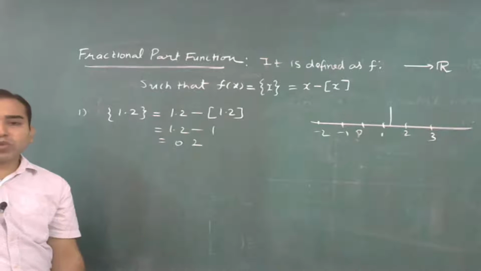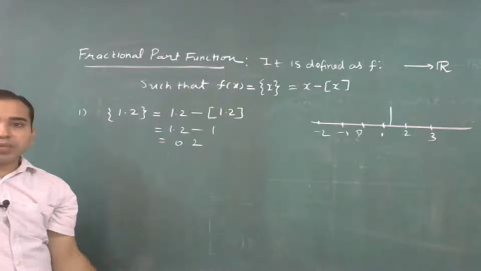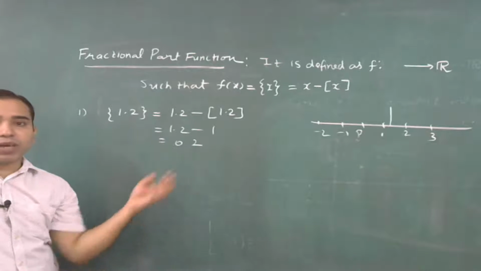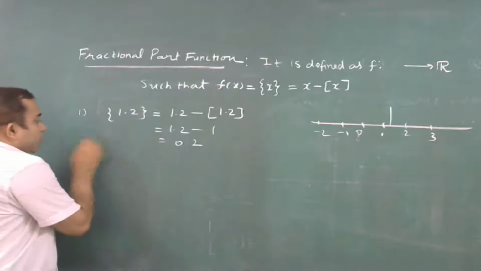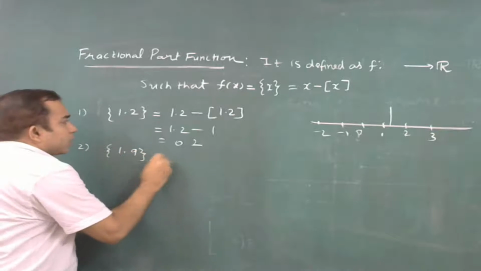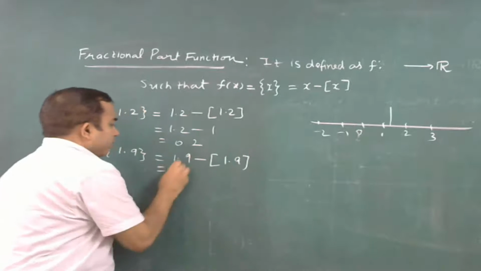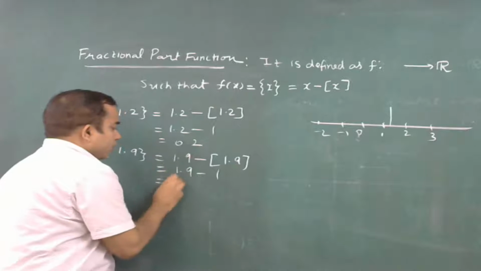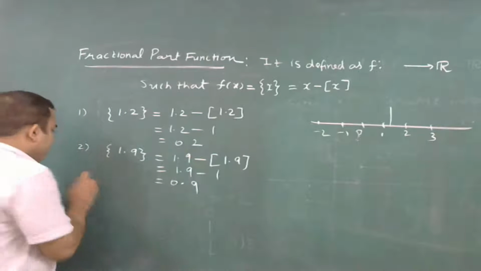हाँ तन्मय, तो पॉइंट मतलब नाम समझ आ गया. अभी तो नाम क्यों रखा गया, इसका फ्रैक्शनल पार्ट दिख रहा है ना, कि किसी भी नंबर से ये क्या करता है, फ्रैक्शनल पार्ट उठा के दे देता है. चलो और कोशिश करते हैं कहीं पे. One more example, fractional part of 1.9, it will be 1.9 minus greatest integer of 1.9. It will be 1.9 minus 1. It will be 0.9, है ना. फ्रैक्शनल पार्ट दे दिया, अच्छी बात.